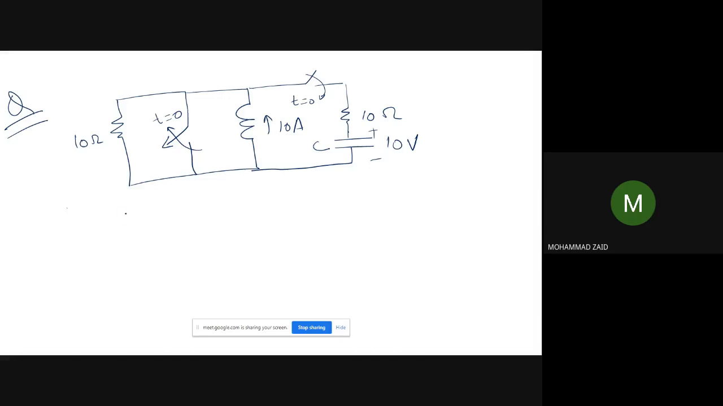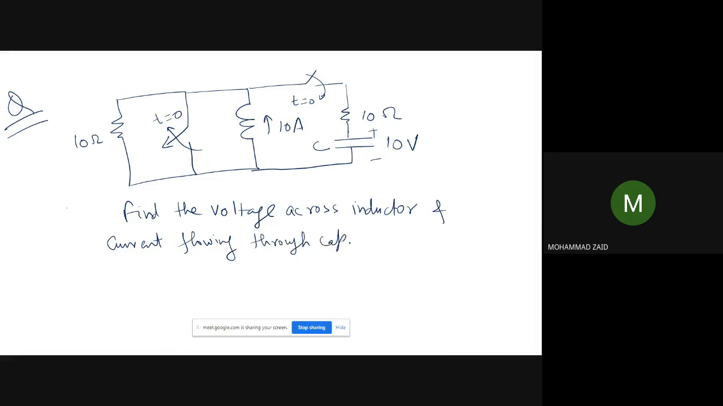So the question is, find the voltage across the inductor and the current flowing through the capacitor at t is equal to 0 plus. Please find it. Find the voltage across the inductor and the current flowing through the capacitor at t is equal to 0 plus.